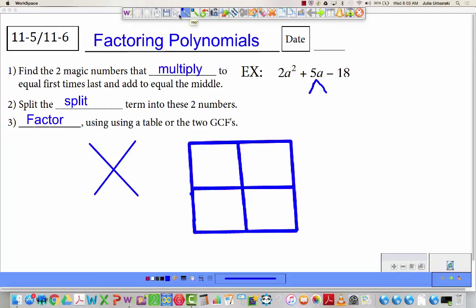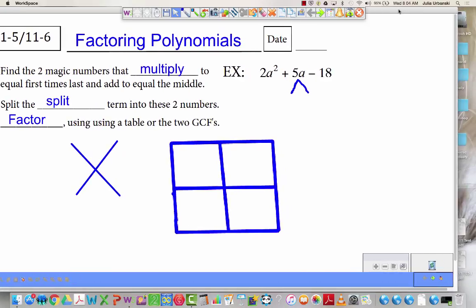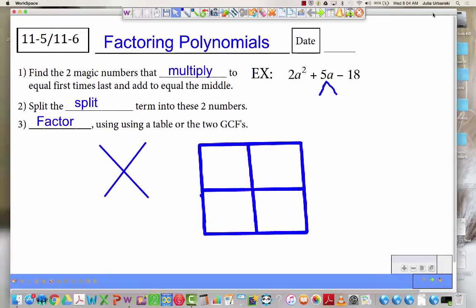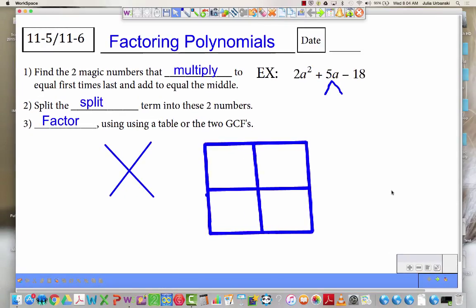Factoring polynomials, you're going to start off by finding the two magic numbers. We practiced that last semester, and I'll review that with you, but right now, just fill it in. They have to multiply to equal the first number times the last number, and then those two numbers have to add up to equal the middle term.